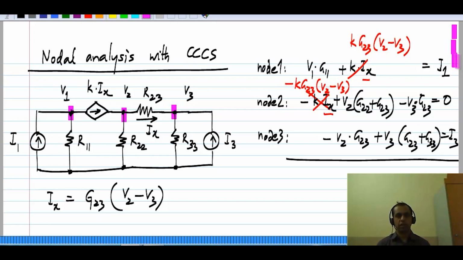And you also see that this case is similar to that of a voltage controlled current source, except that you have to go an extra step to eliminate the unknown current Ix.